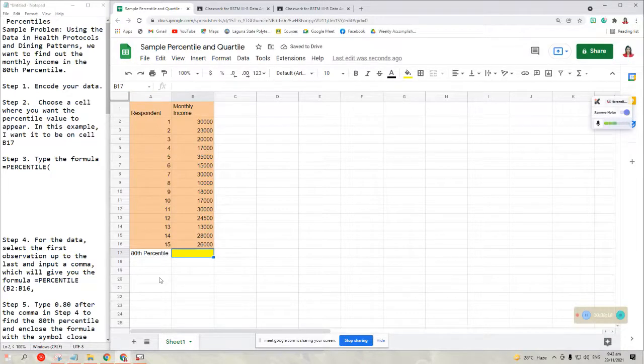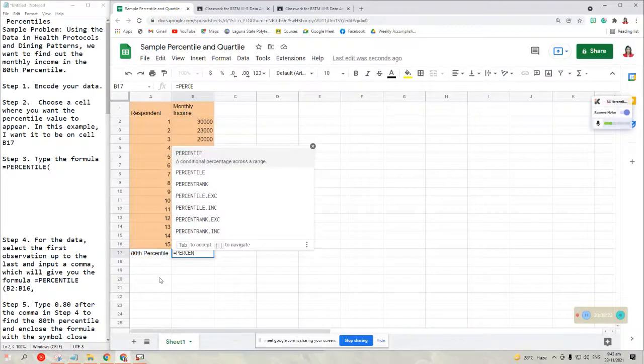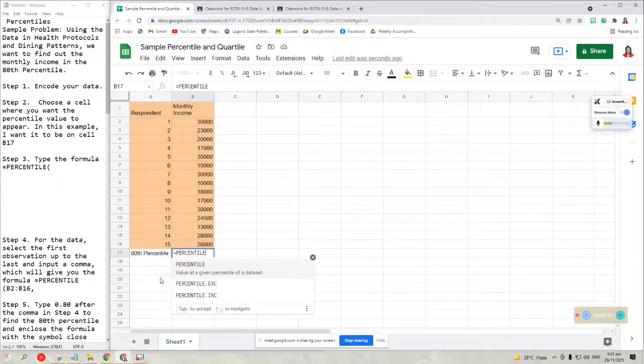Okay, on B17, magta-type lang ako ng formula. It is equal percentile. Yan, lumalabas na yung mga options ko. Pwede nyo i-click na lang to or i-input nyo na lang din yung open parenthesis. So, type equal percentile open parenthesis, yung left-hand side. And then, lalabas yung sa baba, yung data, comma, percentile. That means, kung naka-highlight yung data, may kulay green siya, naghahanap si Google Sheet ng input for data.